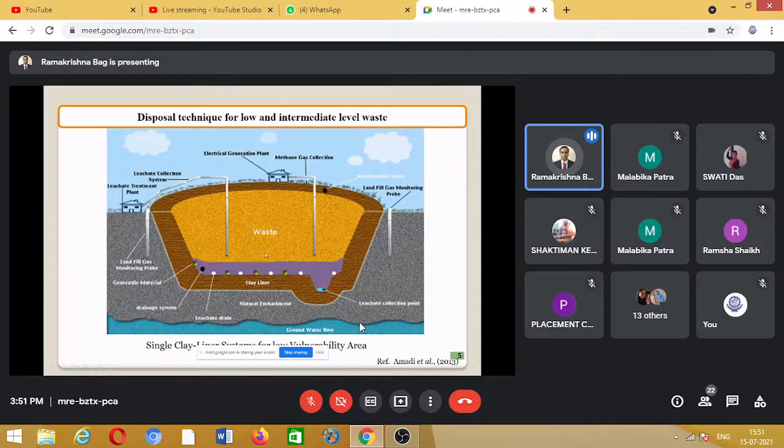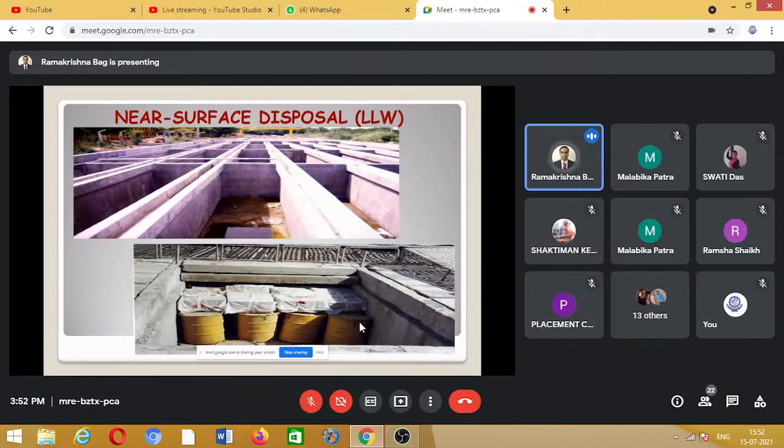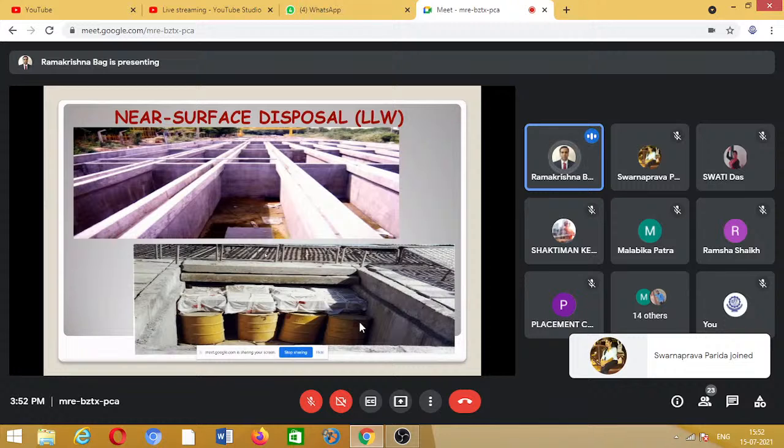So it is the same as municipal solid waste. Many of you who have studied geoenvironmental engineering, or will listen to other talks by other experts, will see this kind of figure. But when it comes to high level radioactive waste, this is not actually applicable.